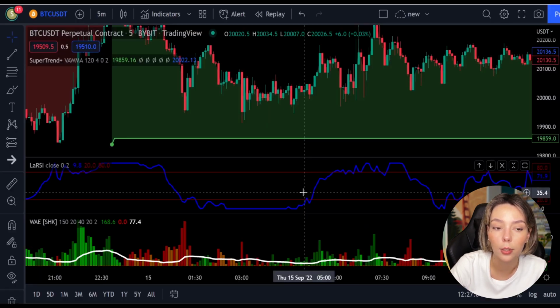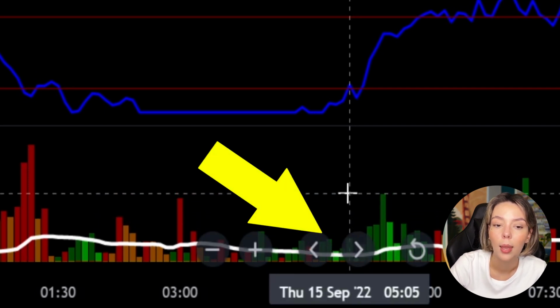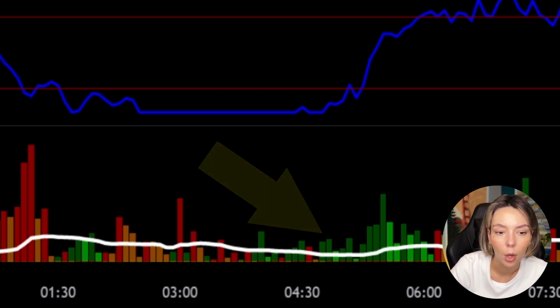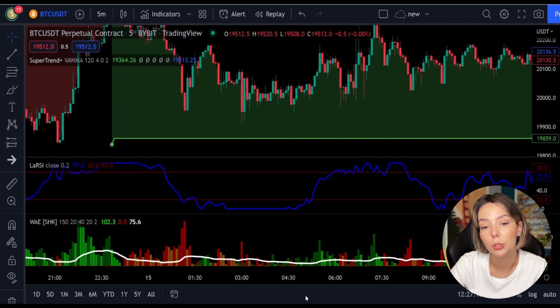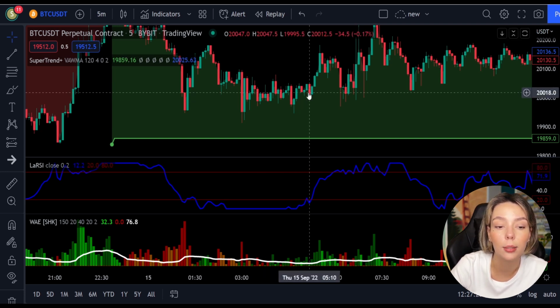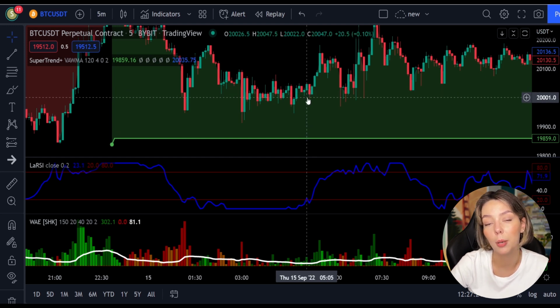Number 3. On the Veda Eta Explosion, the bar needs to be colored in dark green, and it needs to break above the explosion line, exactly like this. Once all these conditions are met, you can go in for a buy trade right at the close of that candle. Don't panic if you don't get it, I will show you multiple examples soon.